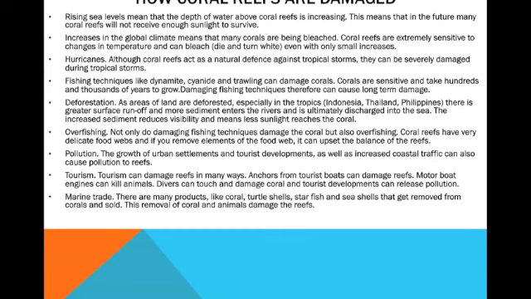Marine trade. There are many products like coral, turtle shells, starfish, and seashells that get removed from corals and sold in jewelry or something, or even just for tourists. This removal of coral and animals damages the reefs.